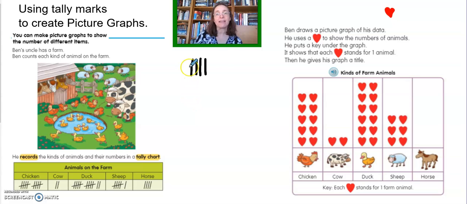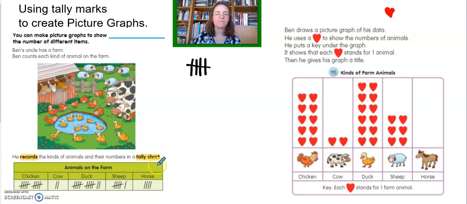So to save us from that, and because we love to count by fives with 5 fingers on our hand, we put a line across for number 5. So that is kind of like a hand with the thumb going across it there. And that's a 5. So Ben's uncle has a farm, and Ben loves the animals there, so he counted each kind. And you can see at the bottom of the page his tally chart.